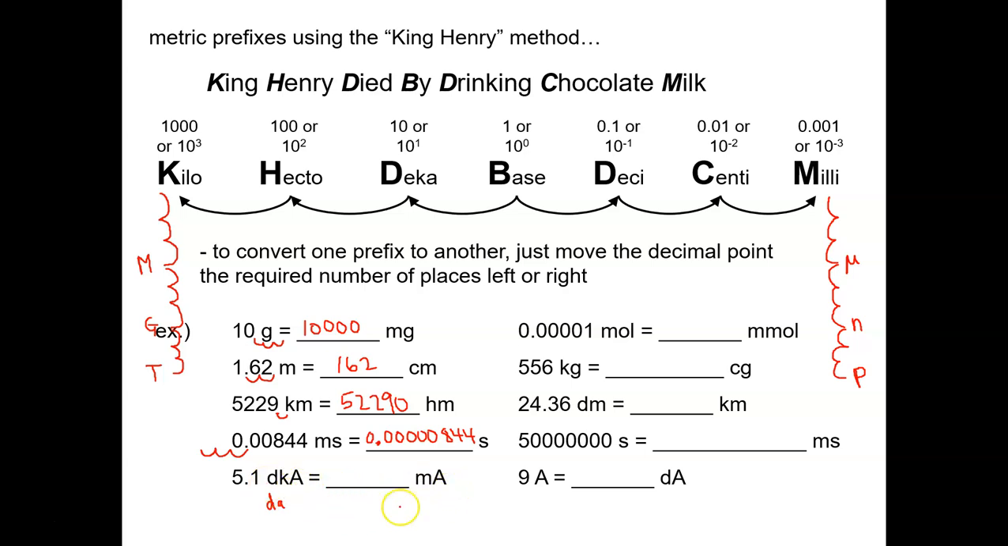I want to go from deca to milli. Well, deca to milli, so that's 1, 2, 3, 4 places to the right. So I'm moving 1, 2, 3, 4 places to the right. So that's 5, 1, and then 3 more zeros.